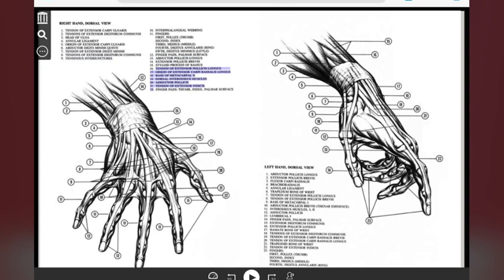Tendon of extensor pollicis longus. 17. Origin of extensor carpi radialis longus. 18. Base of metacarpal II. 19. Dorsal interosseous muscles. 20. Adductor pollicis. 21. Tendon of extensor indicis. 22.